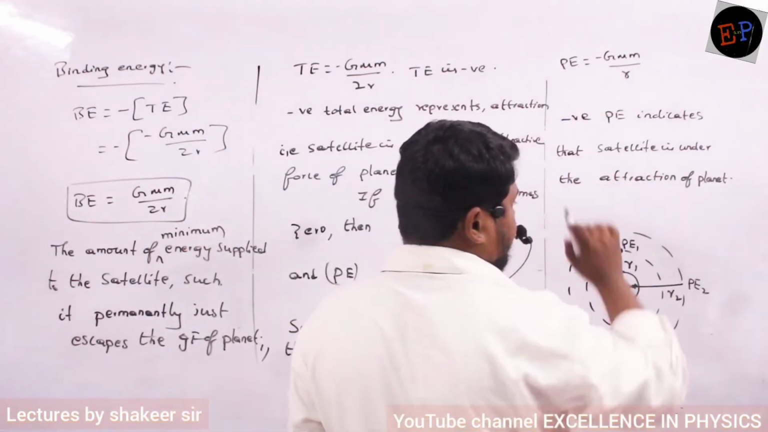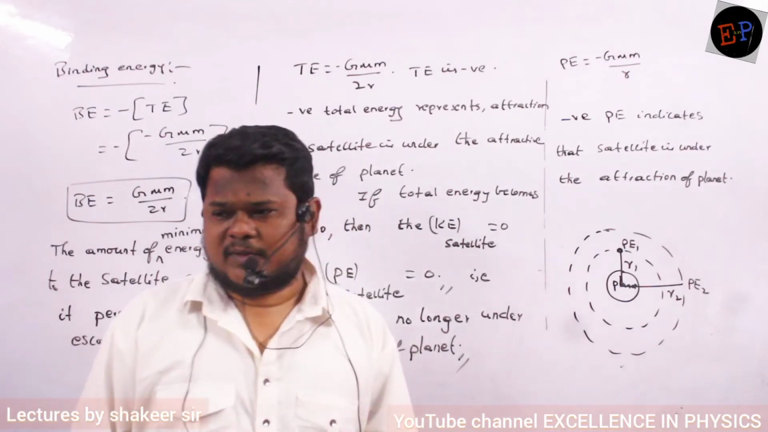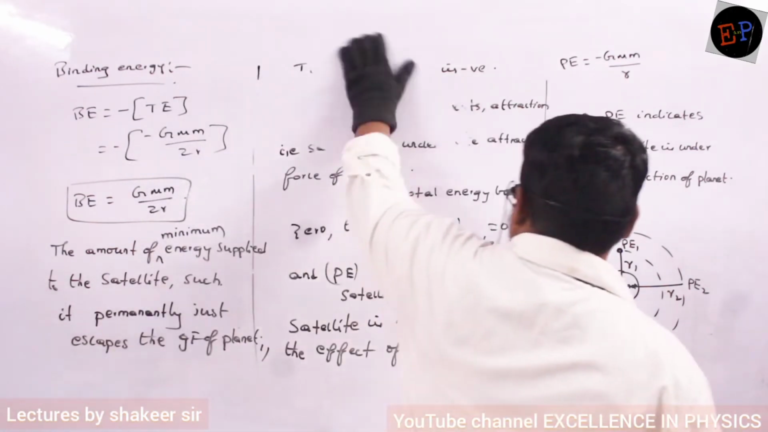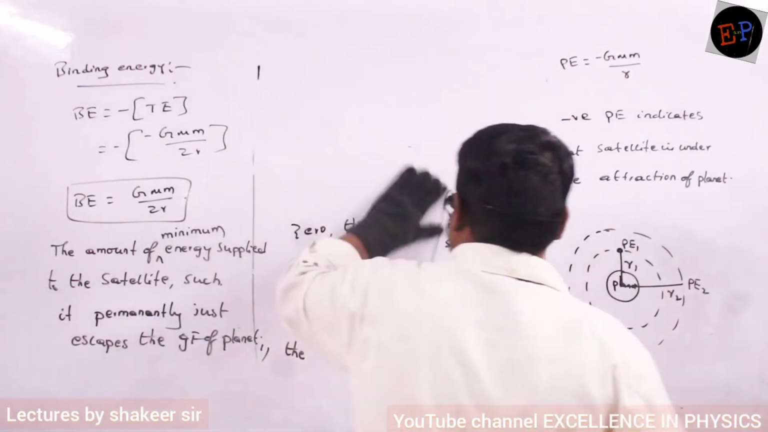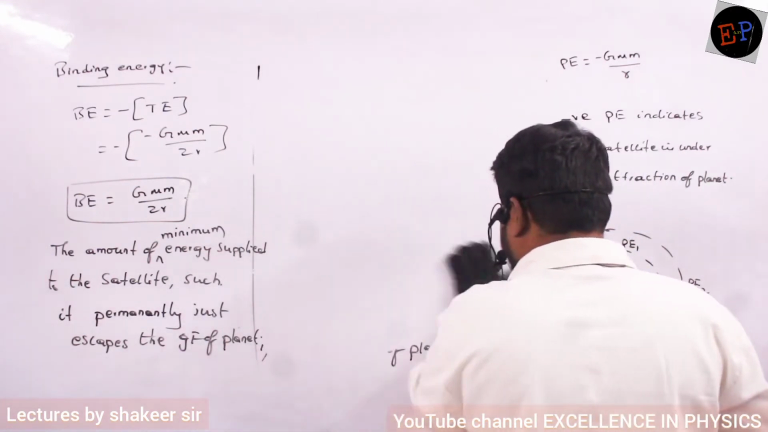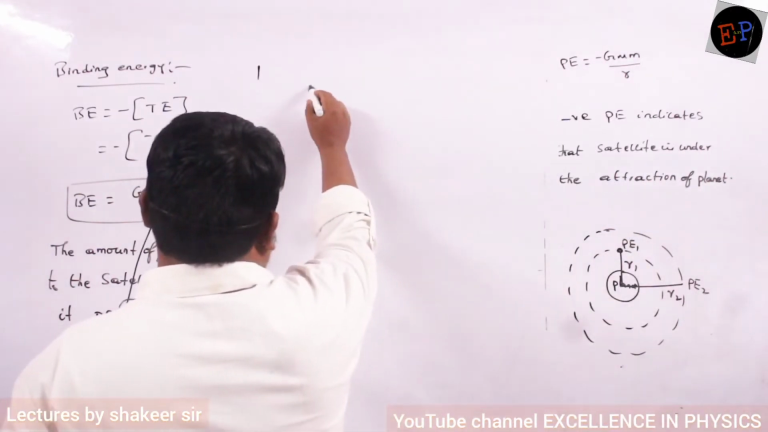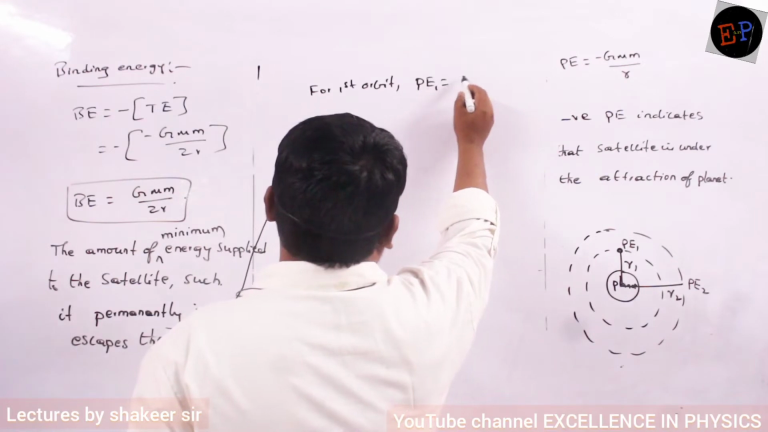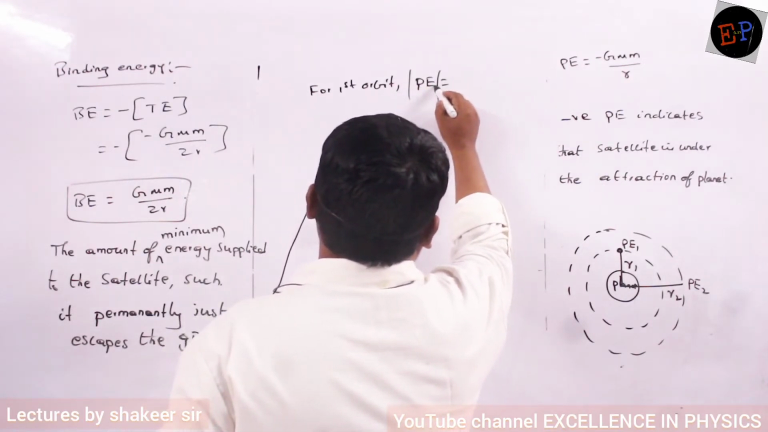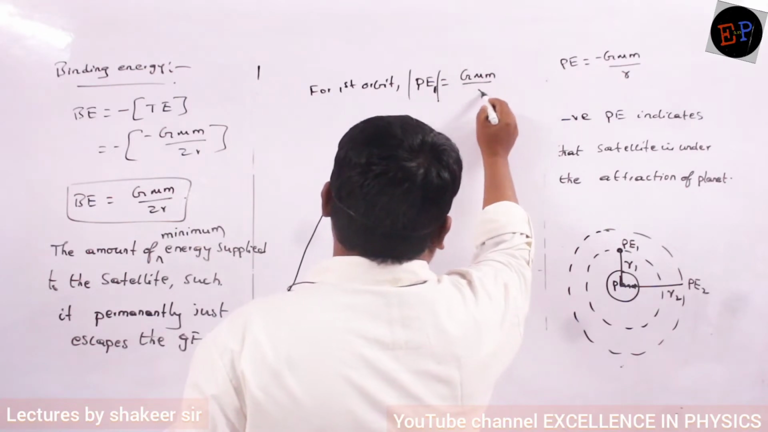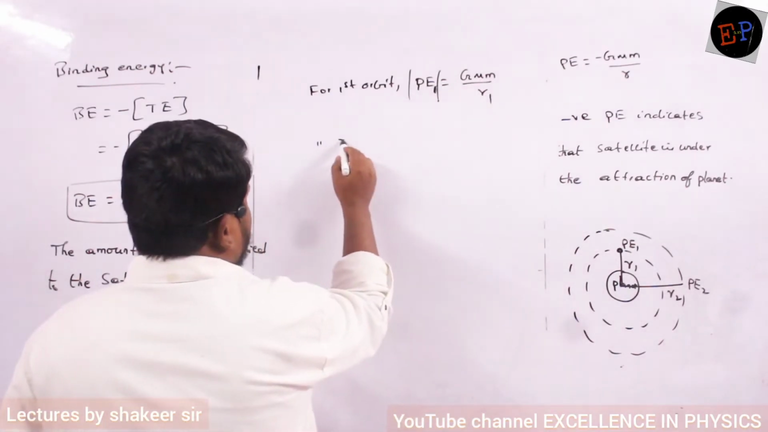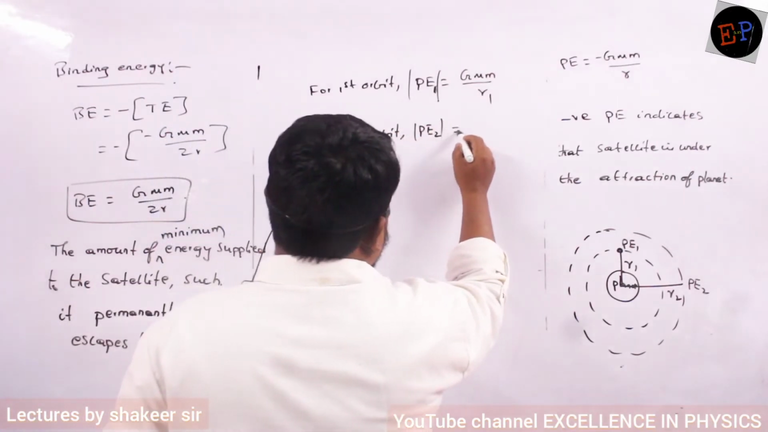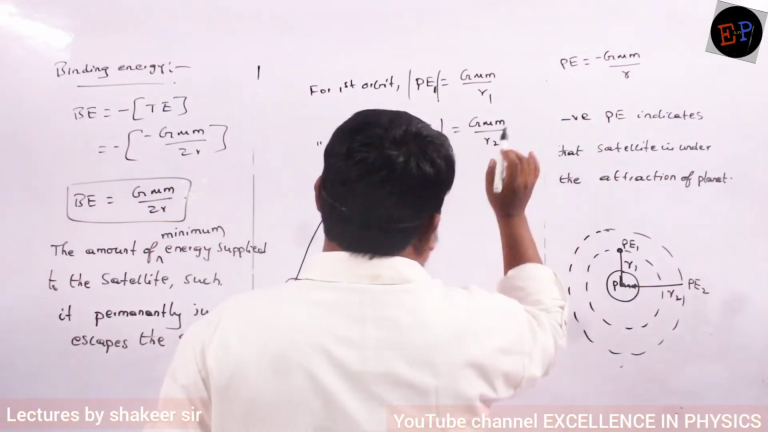But here I have a negative symbol, no? Okay, we will do one thing. First of all, we will study without any symbol. We will take magnitude. So for the first orbit, potential energy PE1, magnitude wise, is GMm divided by R1. Clear, no? For the second orbit, magnitude of PE2 is how much? GMm divided by R2.